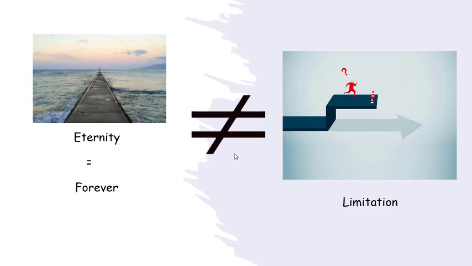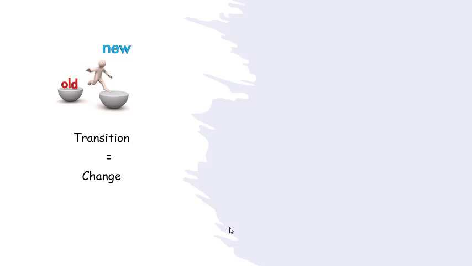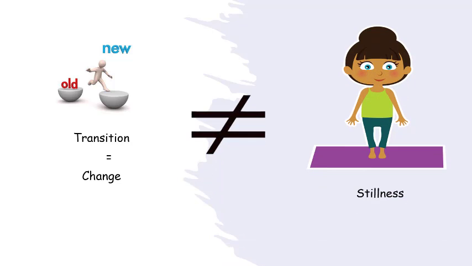Number 1, eternity. And the synonym of eternity is forever, but the antonym of eternity is limitation. So here limitation, there is an end. While eternity, there is no end, it's forever. Let's see the second word. Transition. And here transition, the synonym of it is change. But the antonym of transition is stillness. So here she doesn't move, so this is stillness. But here transition, changing from one place to another.